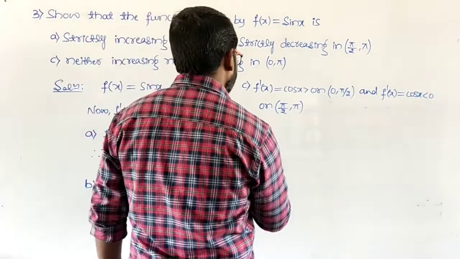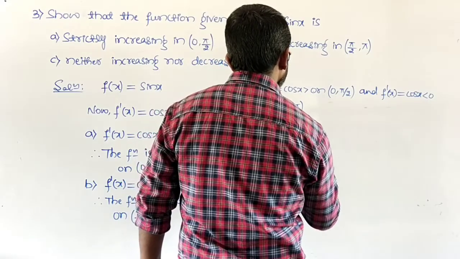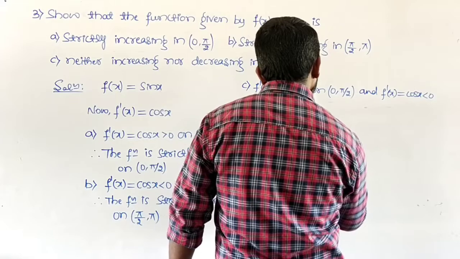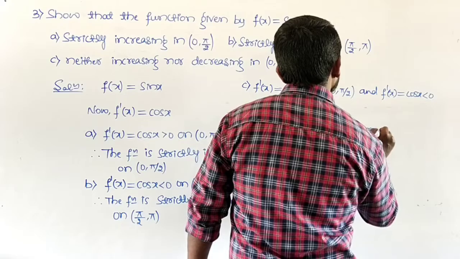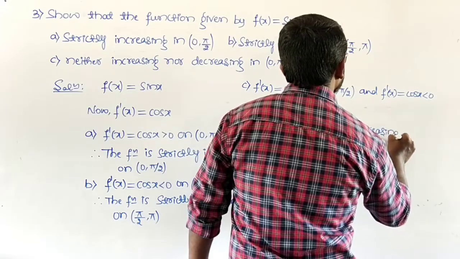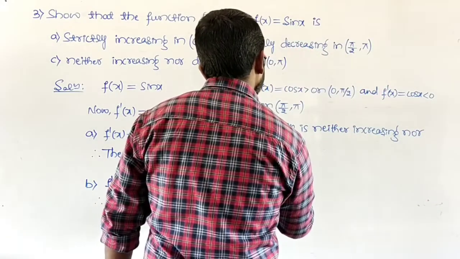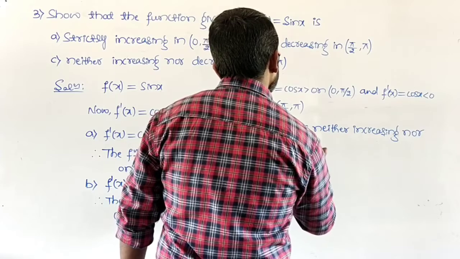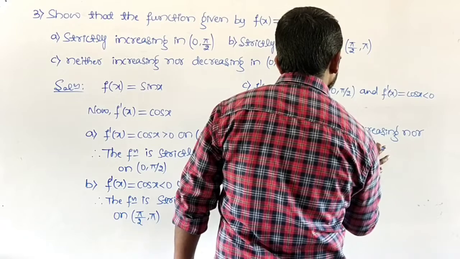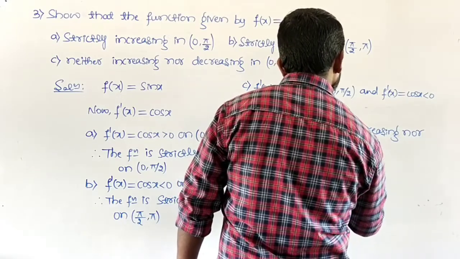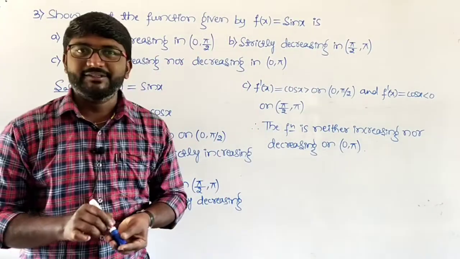Therefore the function is neither increasing nor decreasing on the open interval 0 comma pi. So this is all about the third problem.